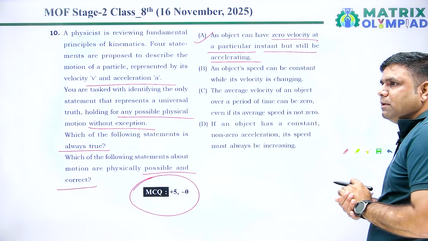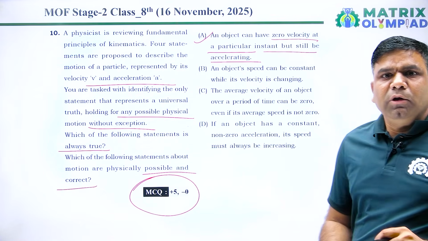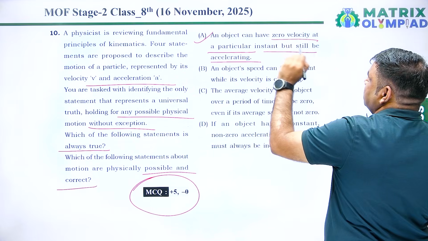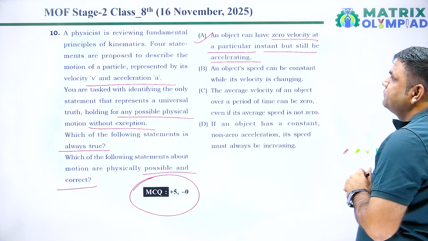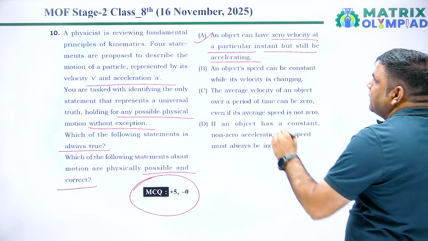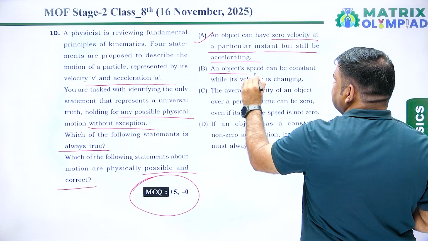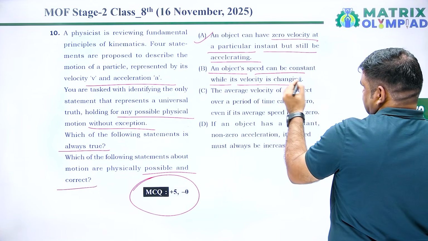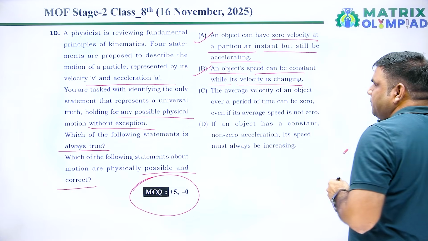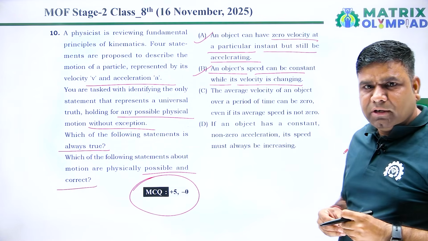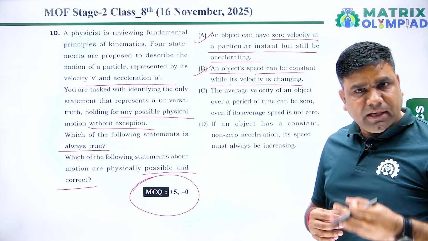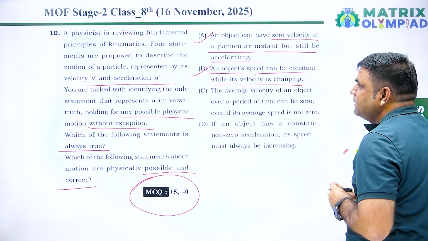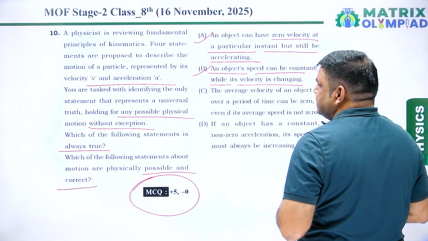Basically, if you throw a ball upwards, then at the maximum height the velocity is 0 but it is still accelerating downward. So A is correct. In option B, an object's speed can be constant while its velocity is changing. Yes, this is also true. Velocity is a vector quantity, so it depends on magnitude and direction. So velocity can change even if the speed is constant, just because the direction can change.